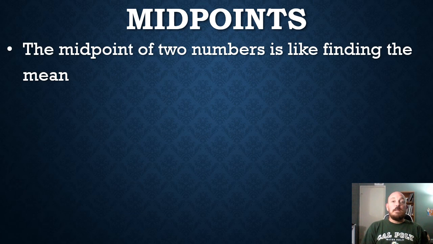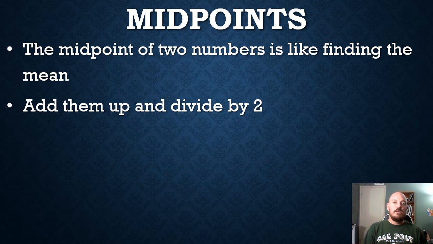Now let's say we're talking about numbers instead of a line segment. The midpoint of two numbers is like finding the mean. Remember, mean was one of the things we did right at the end of first semester, right before the break. To find the mean, you add a bunch of numbers up and divide by however many there were. Well, when there's only two of them, you just add them up and divide by 2. And that's how you find the midpoint.